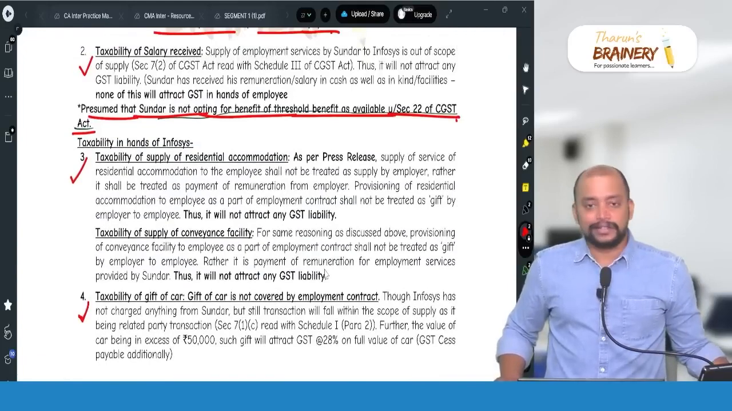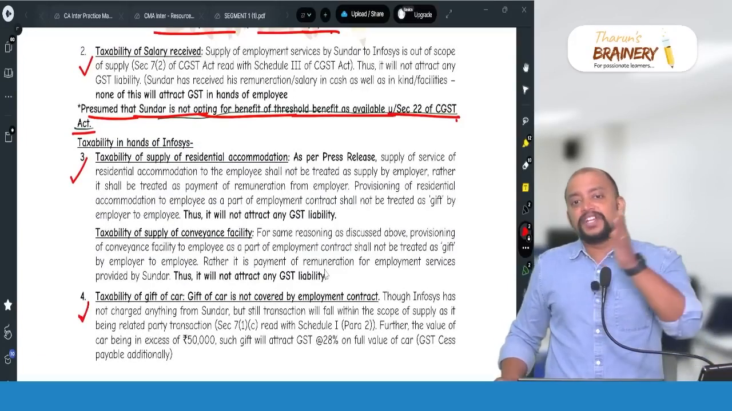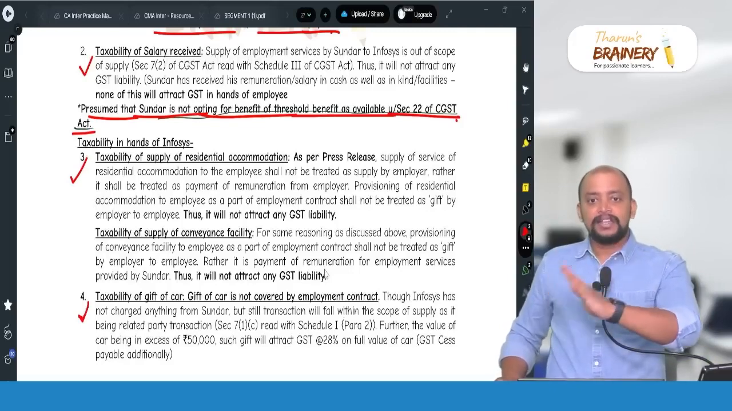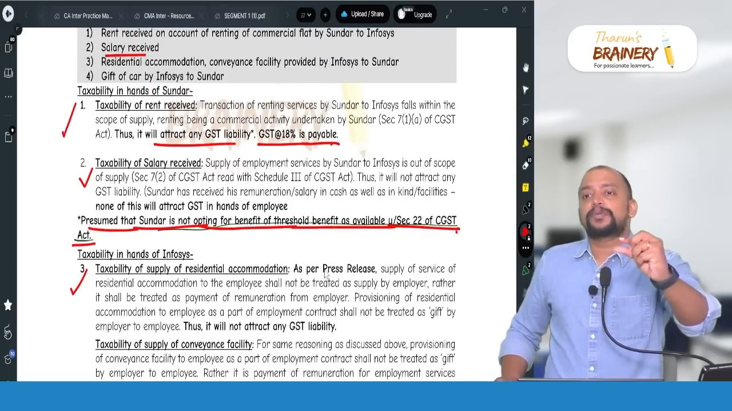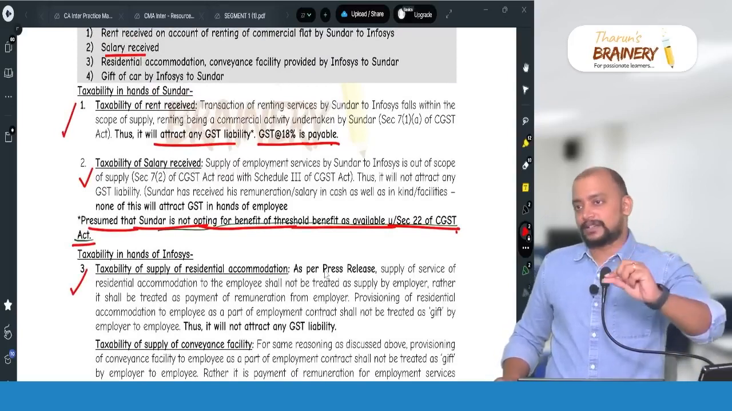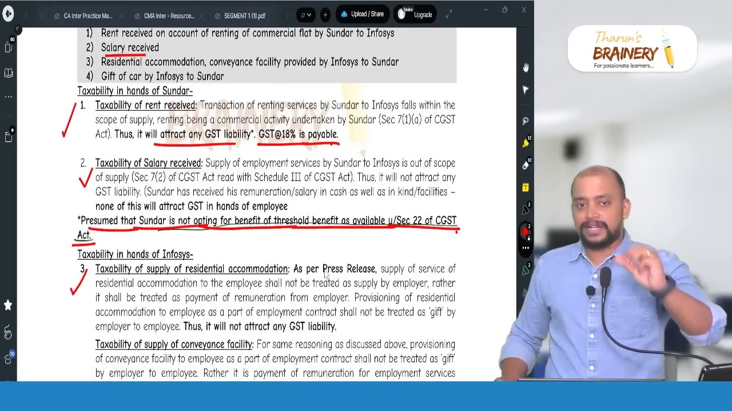We have to write that. Only when it exceeds 50,000, it will become supply. So, see, that specific provision, please be clear and write it. You have to write it.